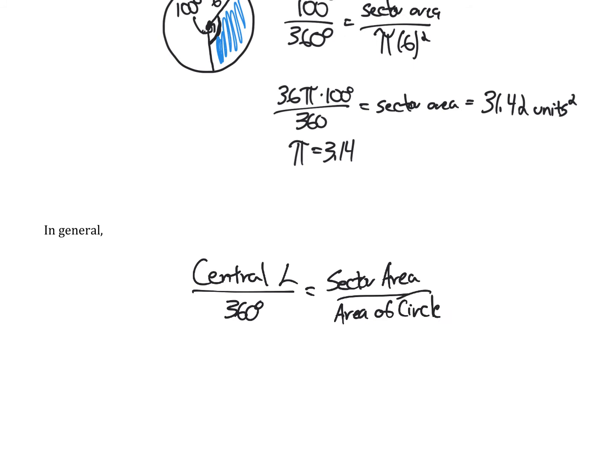Okay, now typically you're going to be given the central angle. You're always going to have 360 in the denominator. You're going to be given that, you'll be able to find the area of the circle, and then you have to find the sector area.